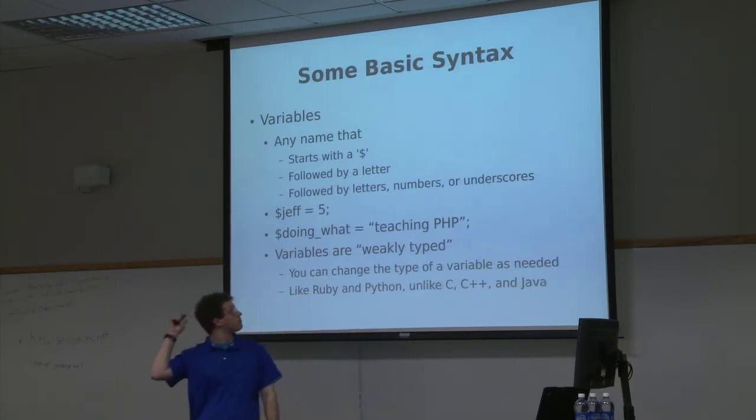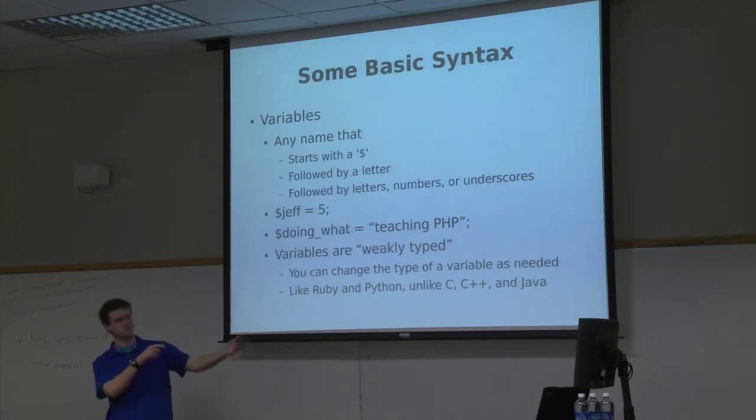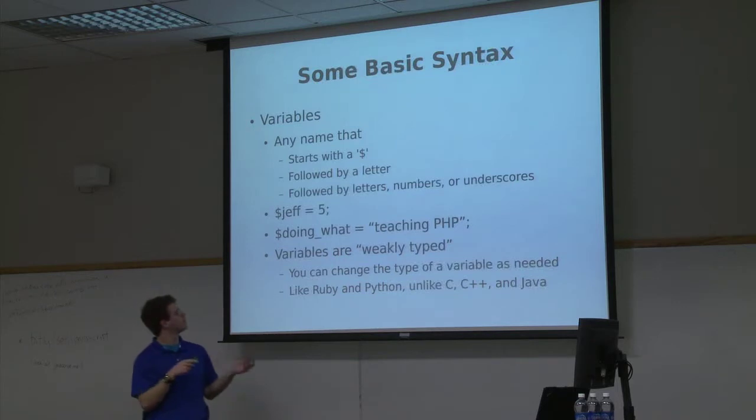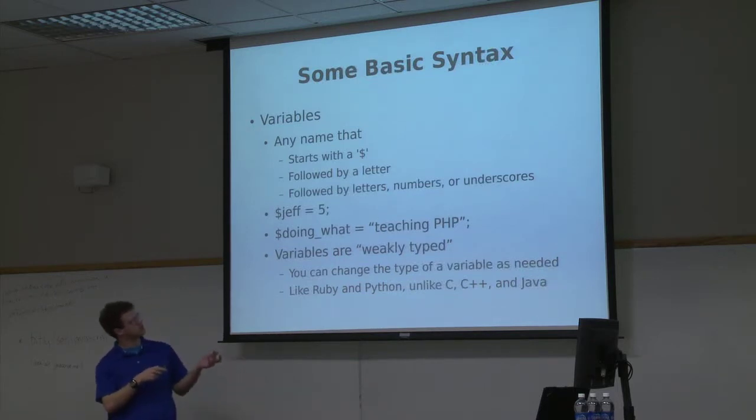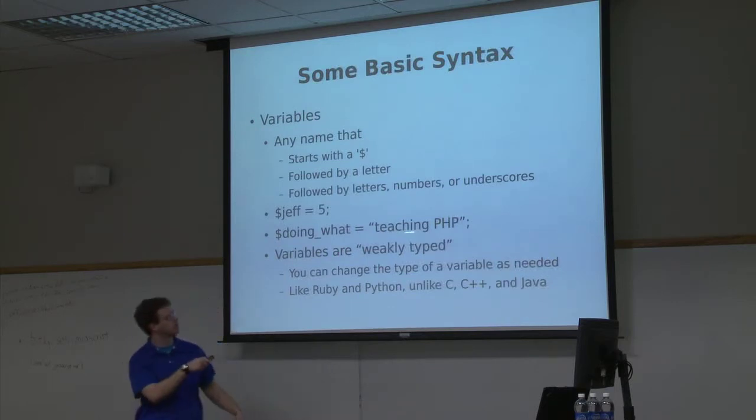So like $jeff, I'm just kind of wildly shooting a laser over my head. You can make $jeff equal to 5, and then a variable called $jeff will be 5. You can also make a string between quotes, which is just text. That's sort of any text. You could have HTML in there.